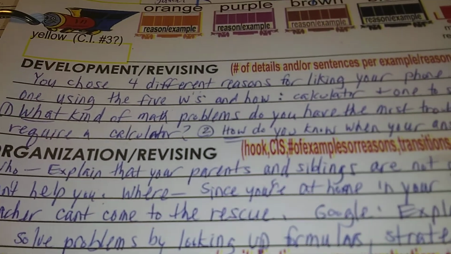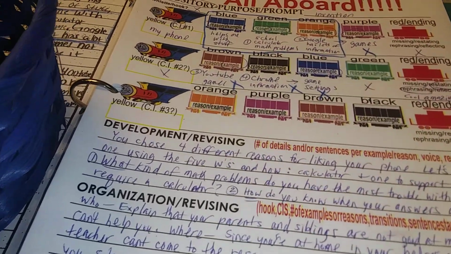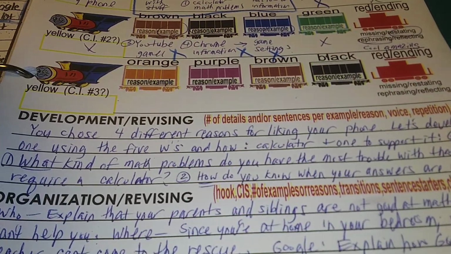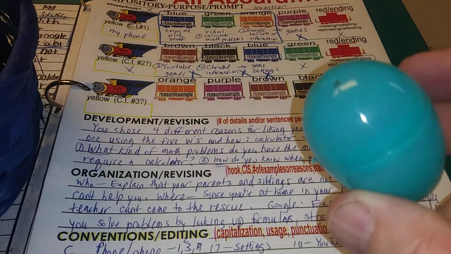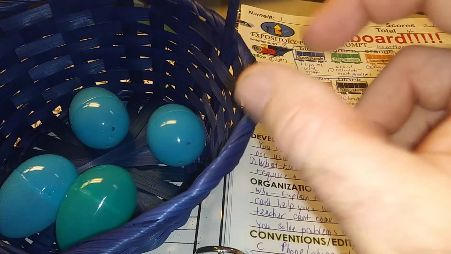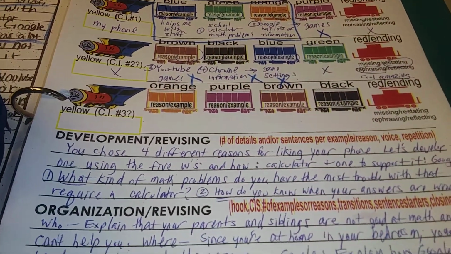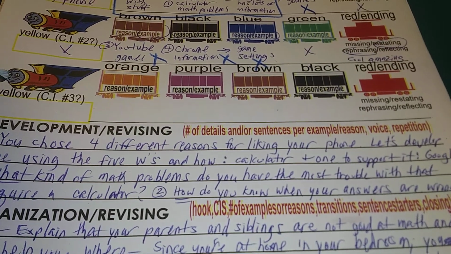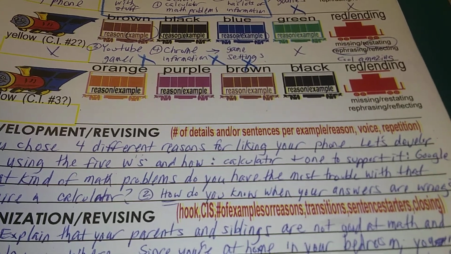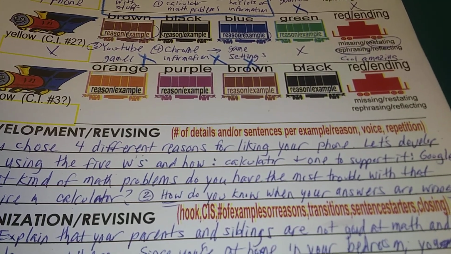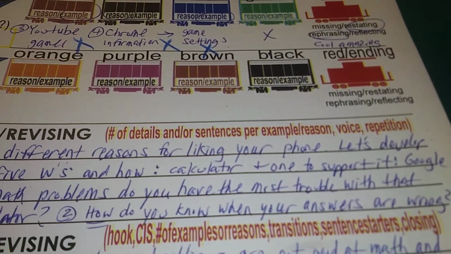Number 1. So you're going to be seeing me adding a green in for each question that I ask. What kind of math problems do you have the most trouble with that require a calculator? So this green one will be placed inside. So I want your students to try and answer that, because each student has problems with different math problems. And usually the problems with math problems are the words in the problems. Kids struggle with reading.